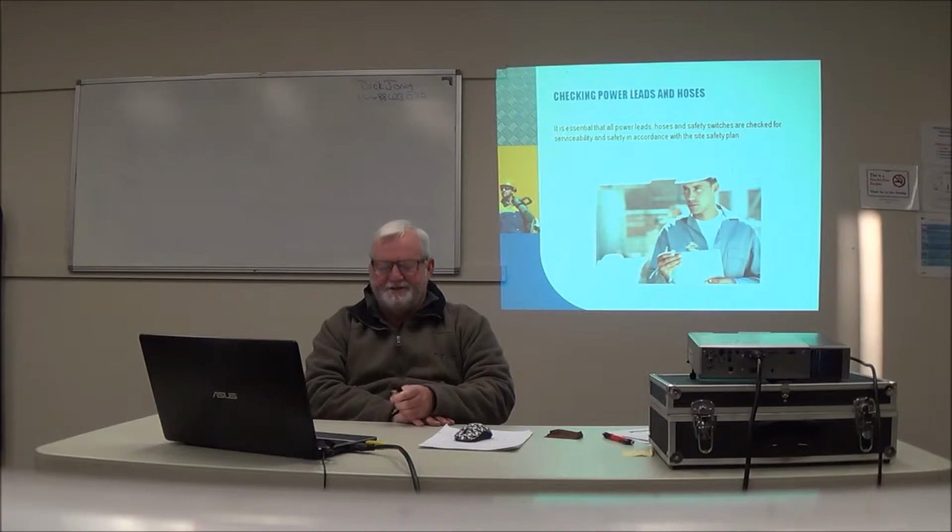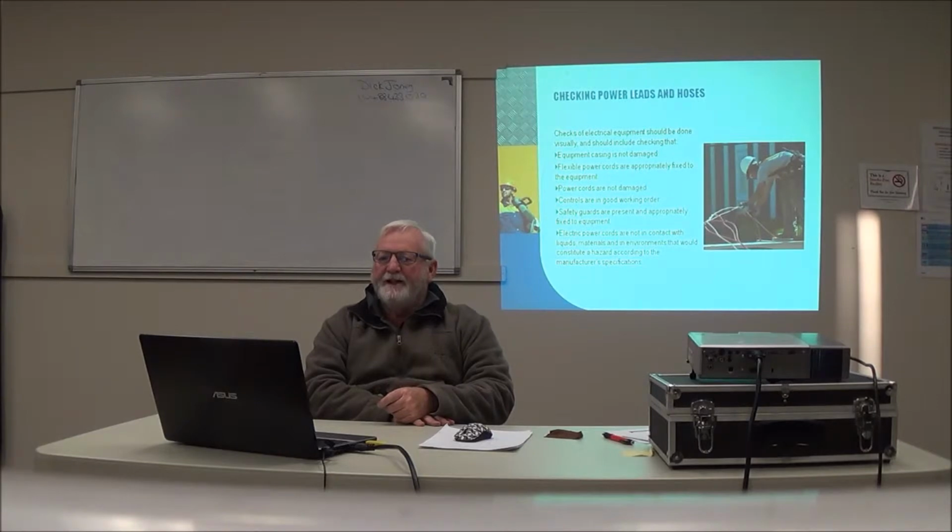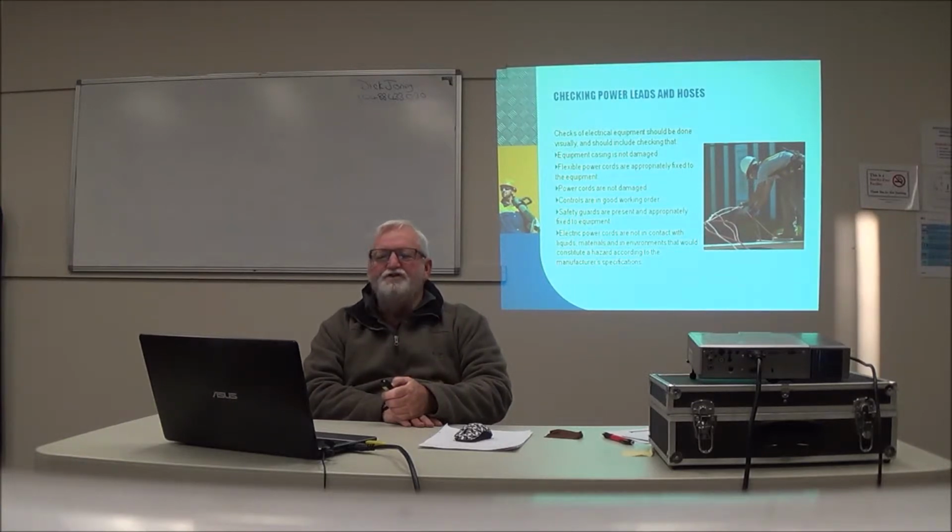Checking power leads and hoses. It is essential that all power leads, hoses and safety switches are checked for serviceability and safety in accordance with the site's safety plan. Checks of electrical equipment should be done visually and should include checking that the equipment casing is not damaged, flexible power cords are appropriately fixed to the equipment, power cords are not damaged, controls are in good working order, and safety guards are present and appropriately fixed to the equipment. Electrical power cords must not be in contact with liquids or materials, or in an environment that would constitute a hazard according to the manufacturer's specifications.